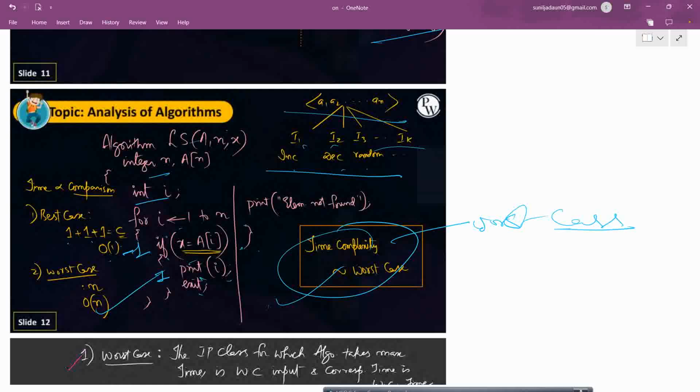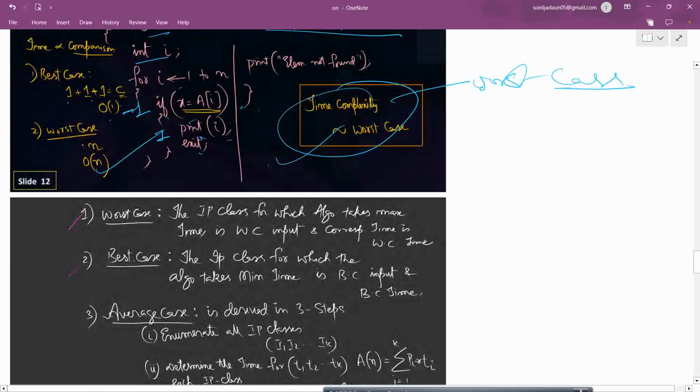Worst case is the input class for which the algorithm takes max time. That input and the corresponding time is the worst case input and worst case time. Best case is the input class for which the algorithm takes minimum time, the best case input and best case time.